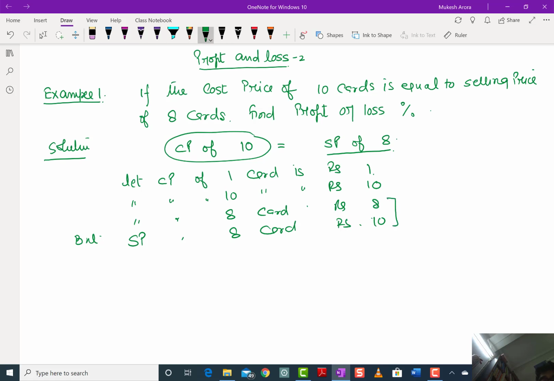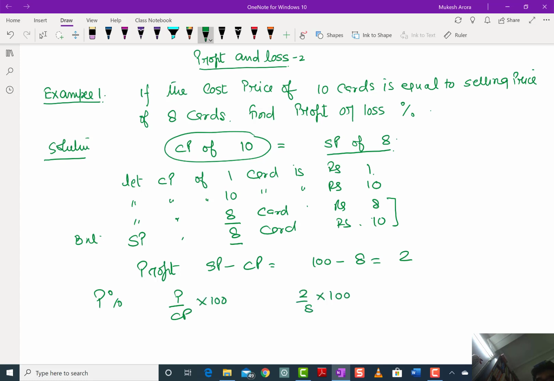So now we are selling and purchasing 8, so profit is SP minus CP, 10 minus 8, that is 2. Profit percentage is profit upon CP into 100, 2 by 8 into 100, that is 25% profit he is getting.